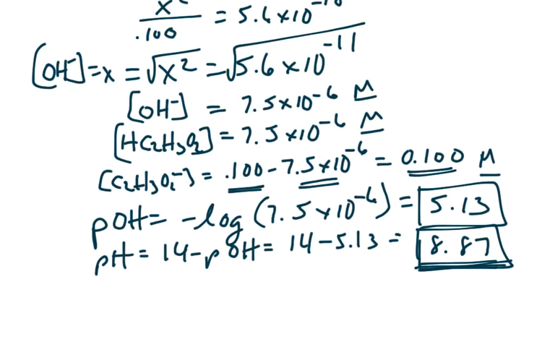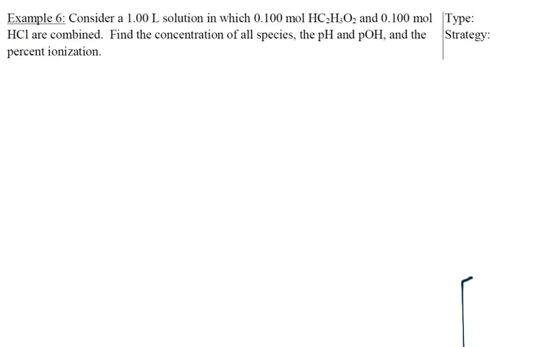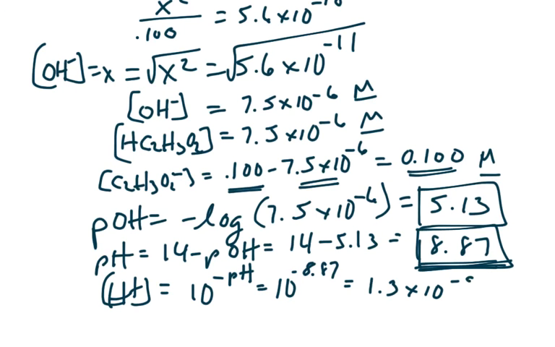Okay, and then last thing here is let's get our H plus concentration. So that's going to be 10 to the negative pH. Okay, 10 to the negative 8.87. And that comes out to be 1.3 times 10 to the negative 9. Oops, negative 9 molar. Okay, so those are all the different values.